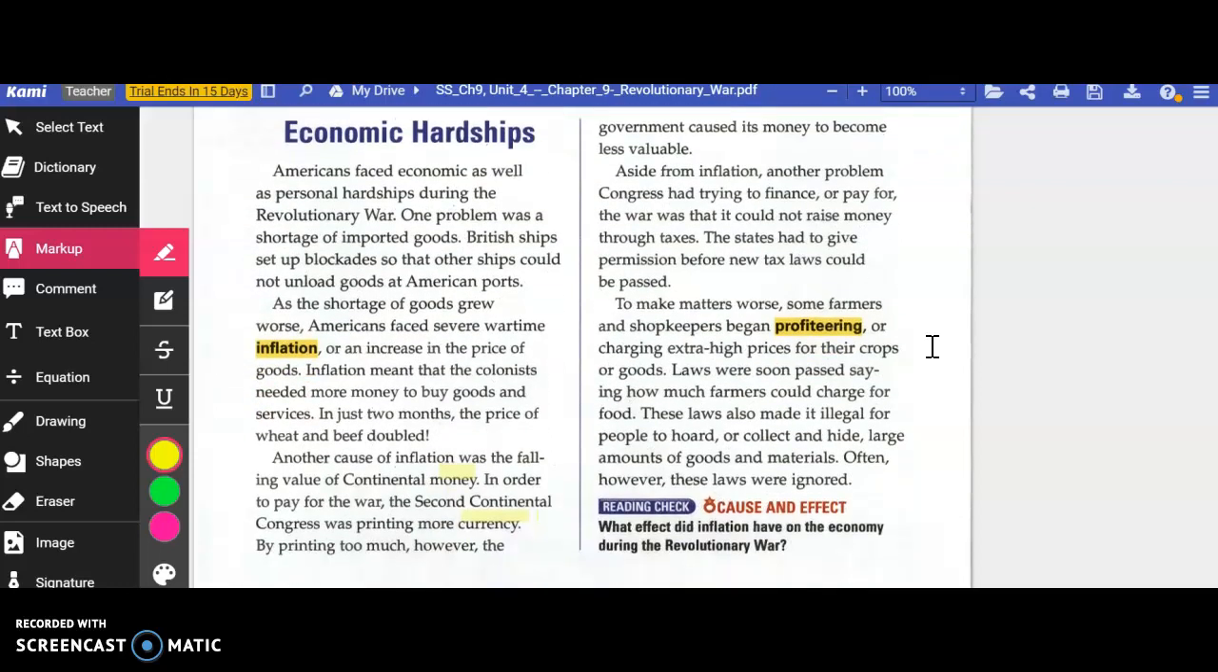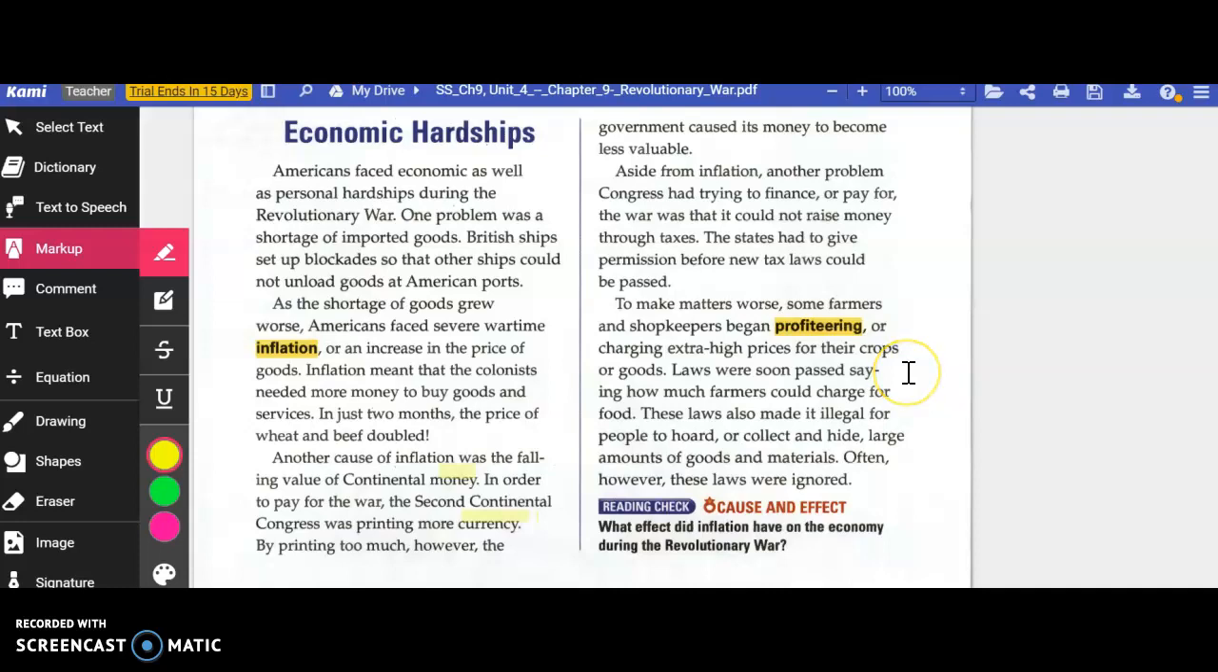To make matters worse, some farmers and shopkeepers began profiteering. Profit means to make money. Profiteering means you are charging extra high prices for their crops or goods. Considering the context of the coronavirus pandemic, the cost of certain goods on Amazon have gone up a lot because people are profiteering. They can charge extra high prices for masks and toilet paper and so forth.